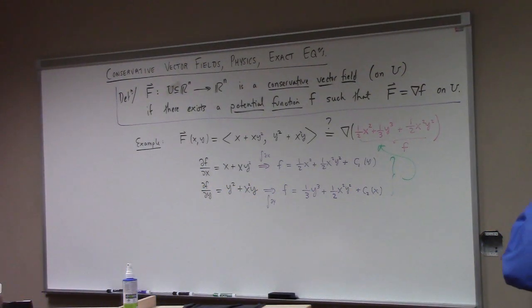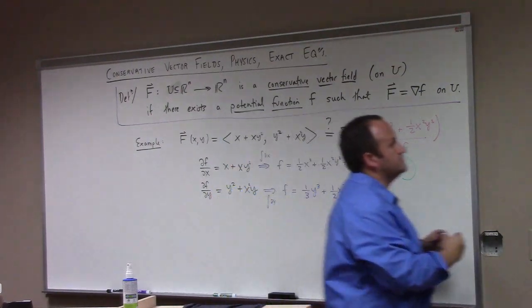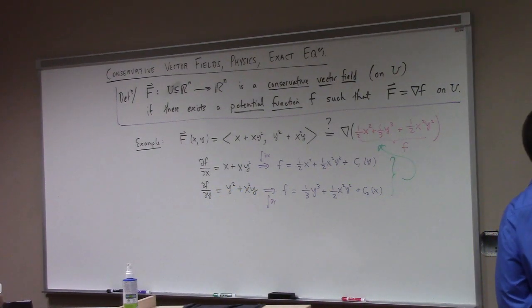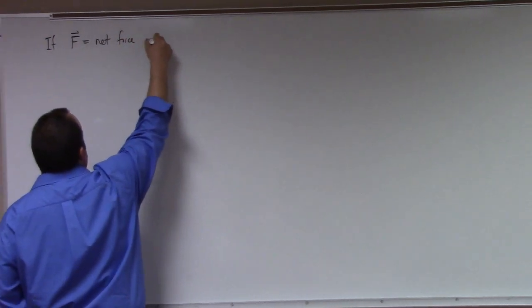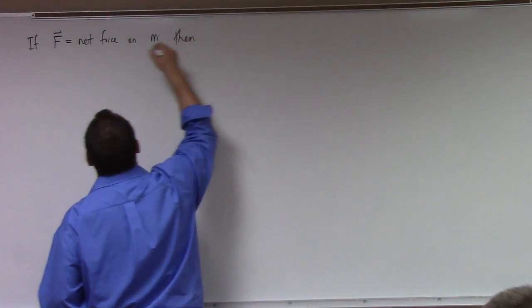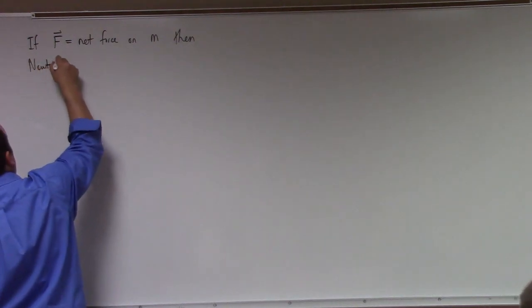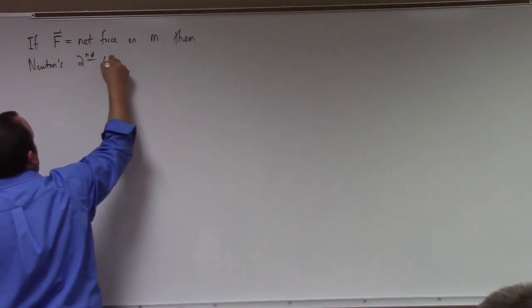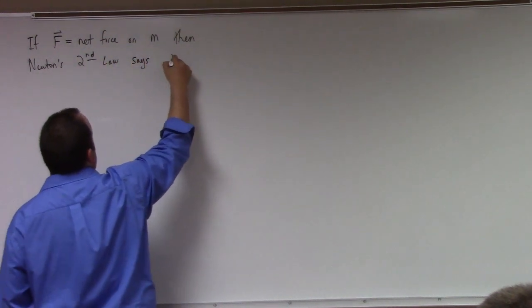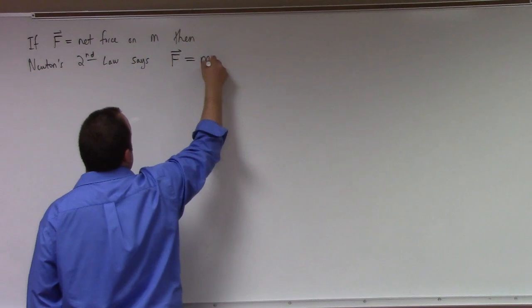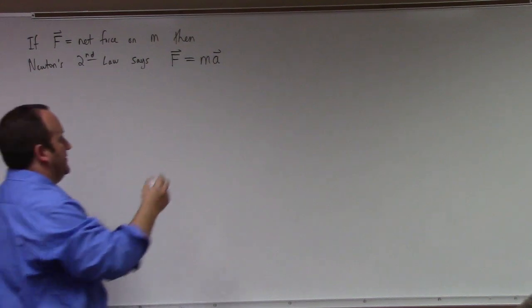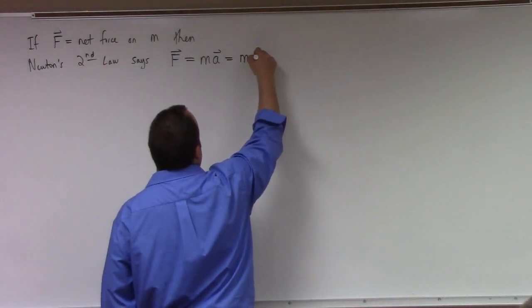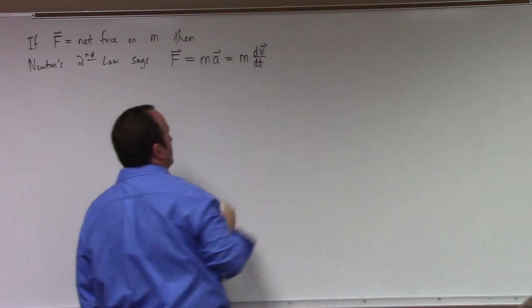If F is equal to the net force on m, then what's Newton's law say? Newton's second law says that F is equal to the mass times the acceleration, right? But what is the mass times the acceleration? That's also mass times the change in velocity, dv/dt, like so, right?